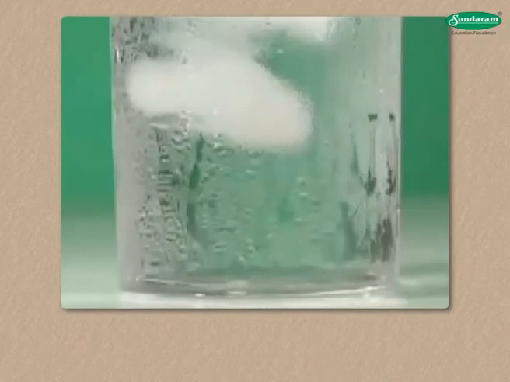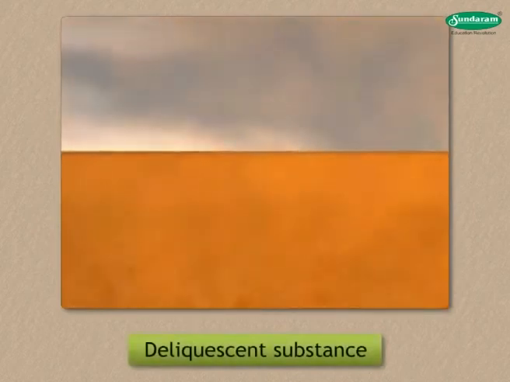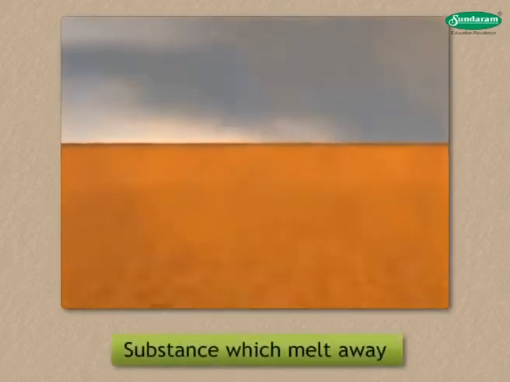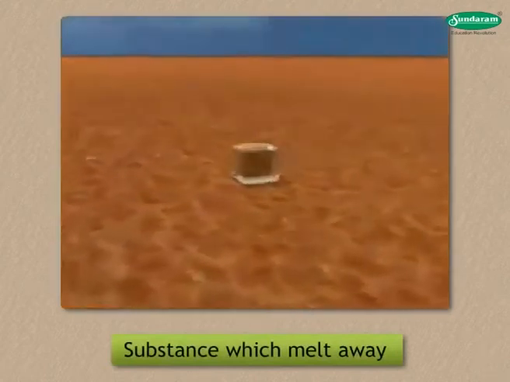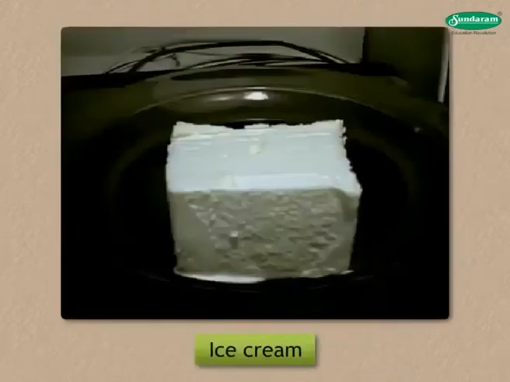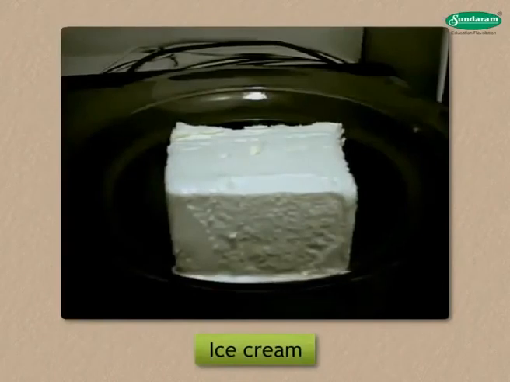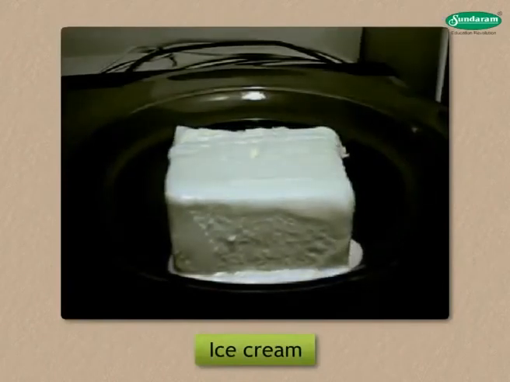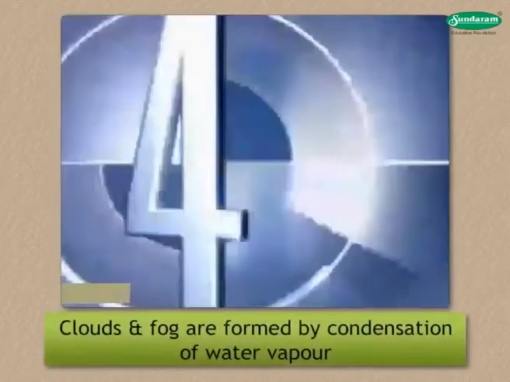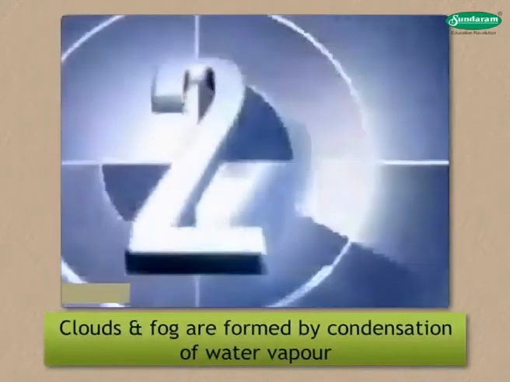droplets of water. Some deliquescent substances, that is, substances which melt away, absorb water vapor from the air. For example, ice cream. This too tells of the presence of water vapor in the air. Clouds and fog are formed by the condensation of water vapor.